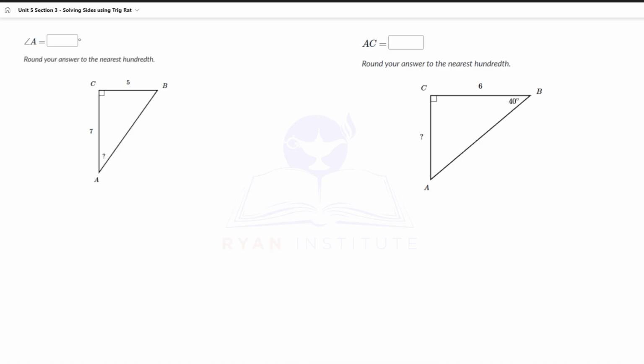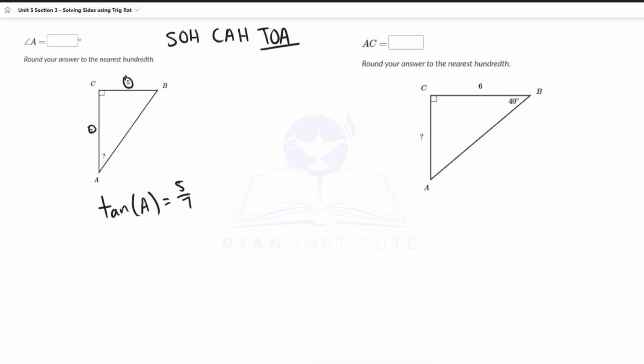All right, so let's start with the first question. Here I have angle A, and it looks like we have the opposite side and the adjacent side. And so if I write out our trig ratios, which is SOH CAH TOA, tangent has the opposite over adjacent. So we're going to put tangent A is equal to 5/7.